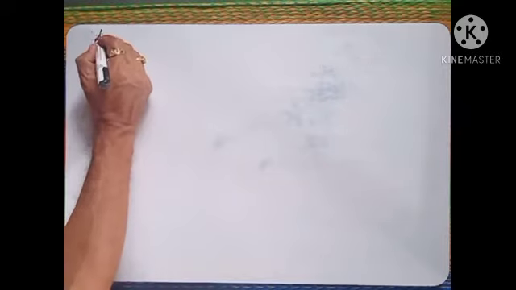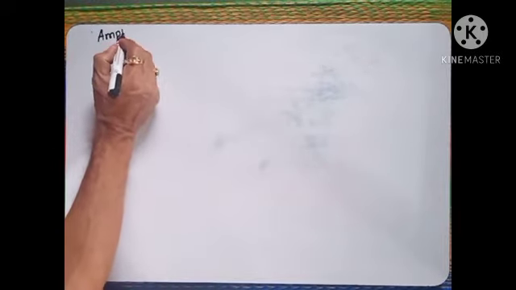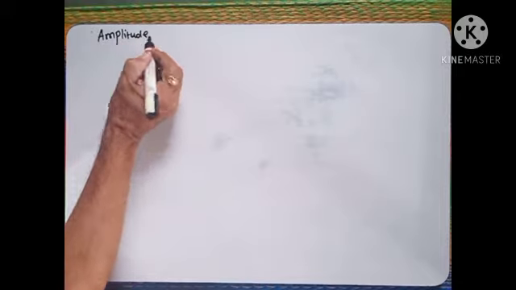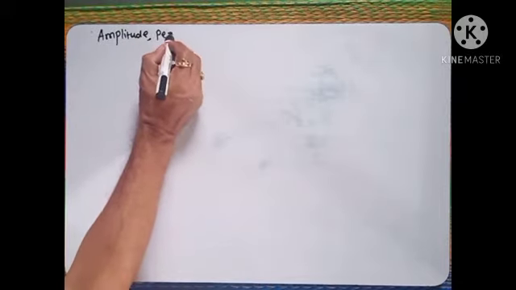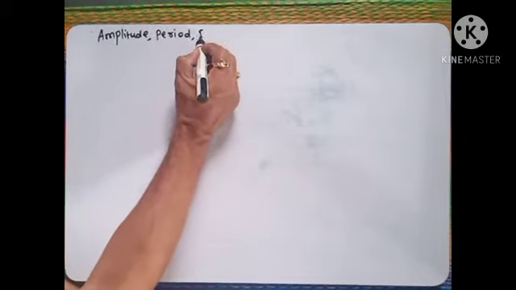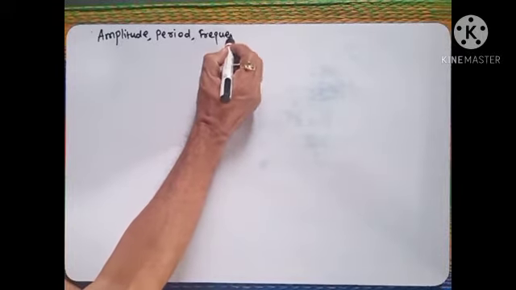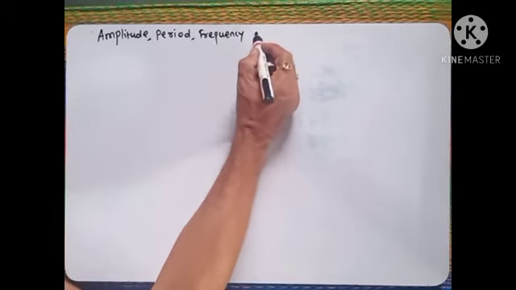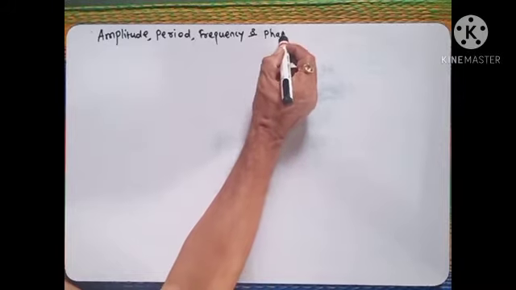Okay, this is our lecture number 3. Today we are going to see some definitions. In that, we will see one by one: amplitude, period, frequency, and phase of SHM.